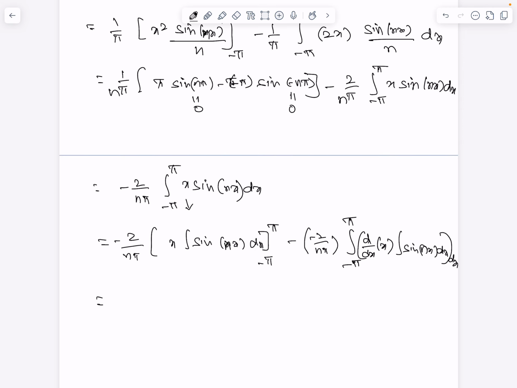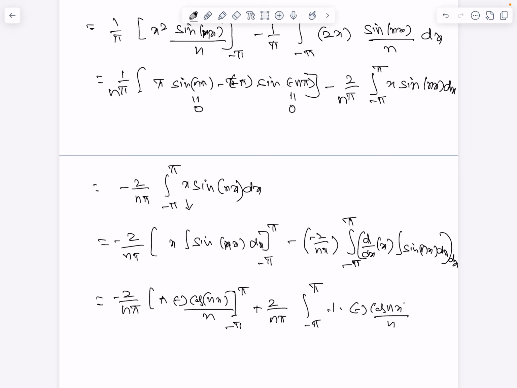Now, in the first case, if you look at the upper limit and lower limit, if you try to simplify, this is minus 2 by n pi into the integration of sin nx, which is minus cos nx divided by n from minus pi to pi. Minus into minus is plus 2 by n pi, and from minus pi to pi, the derivative of x is 1, and the integration of sin nx is minus cos nx by n dx.